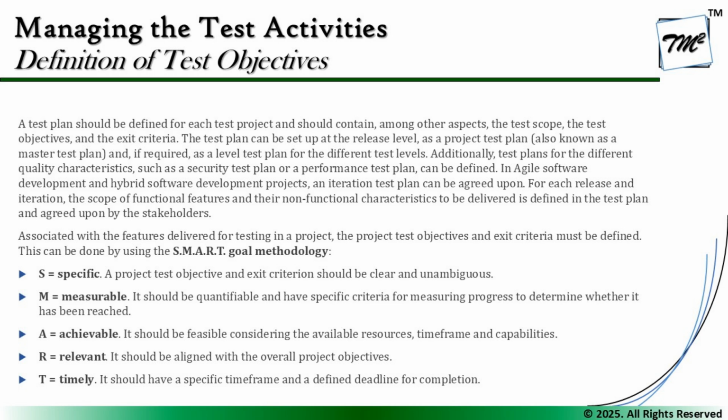For each release and iteration, the scope of functional features and their non-functional characteristics to be delivered is defined in the test plan and agreed upon by the stakeholders. Indeed, the same thing would happen with respect to Agile as well. In Agile, however, we can create a single plan which will talk about the whole release, but if required, we may have dedicated separate planning done for sprint and release as well.